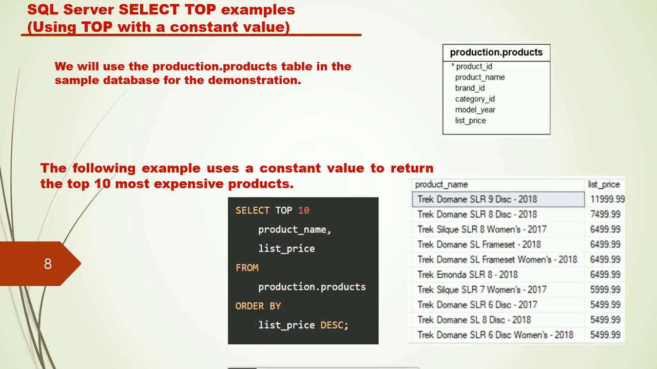SELECT TOP 10, SELECT TOP is the command, TOP 10, and then what are the fields? Product name, comma, list price, from production.products, and then ORDER BY list price DESC, descending order. So it will display all the information according to the list price in descending order, but we want to display only the top 10 records, so it will show the first 10 records using SELECT TOP. Clear to everyone?